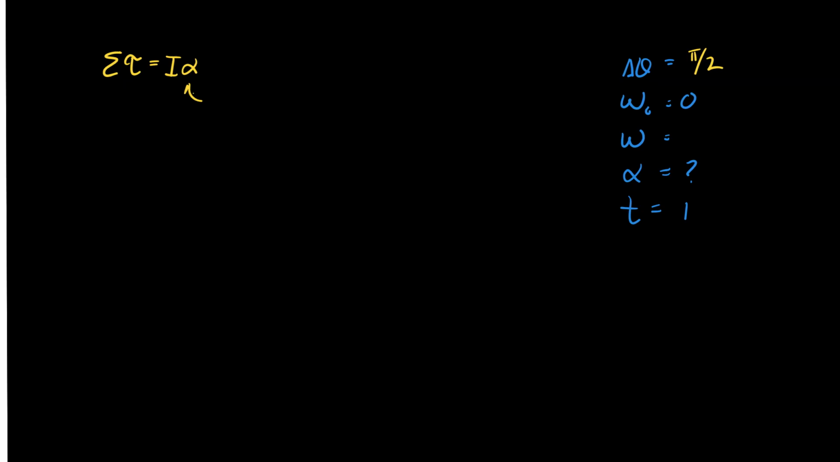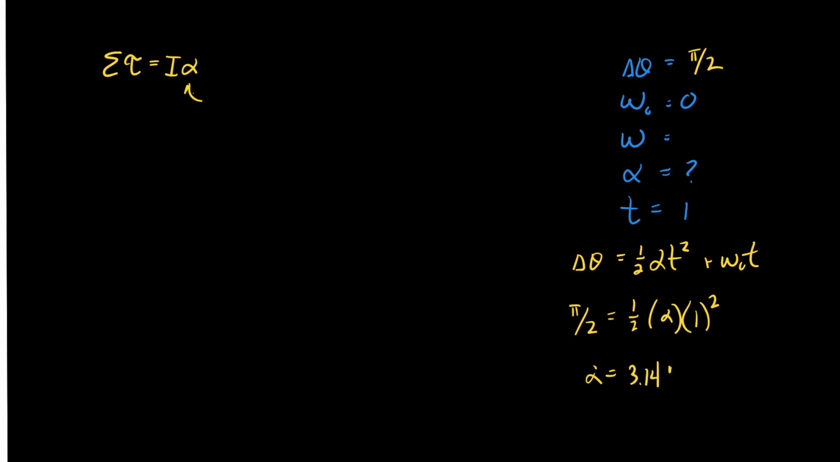I would probably use delta theta equals 1/2 alpha t squared plus omega naught times t to figure out what alpha is. So that's going to give us pi over 2 equals 1/2 alpha times 1 squared. So it looks like alpha is going to be 3.14 radians per second squared. Now for the moment of inertia of the door, I'm going to treat it like a bar about an end. So that's going to be 1/3 ml squared. So we have the mass of the door and we have the width of the door.